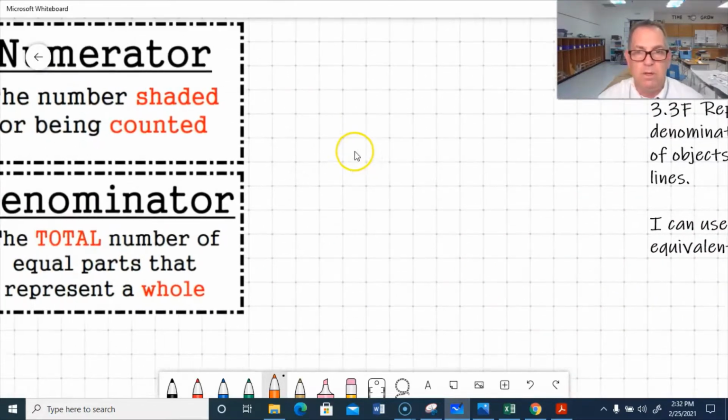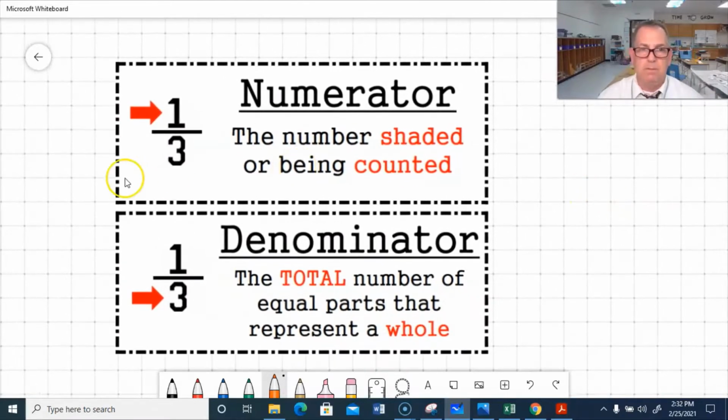We'll review the vocabulary. The important vocabulary is numerator, and that's the top number of the fraction right there, and the number shaded or being counted. And the denominator is the bottom number in the fraction, and that's the total number of equal parts that represent a whole. So if I cut a candy bar into 3 equal pieces and I eat one of them, that means I eat 1/3 of the candy bar.